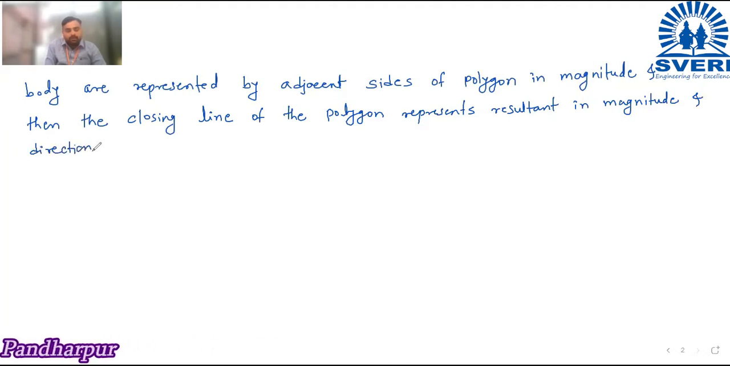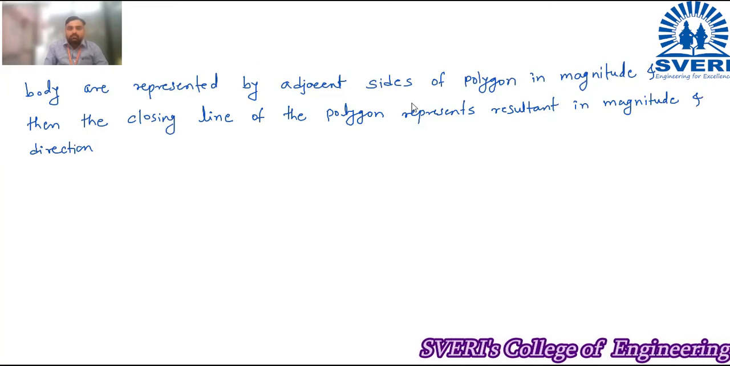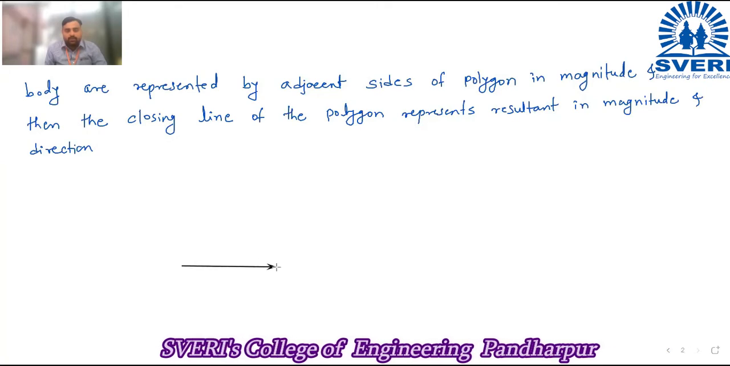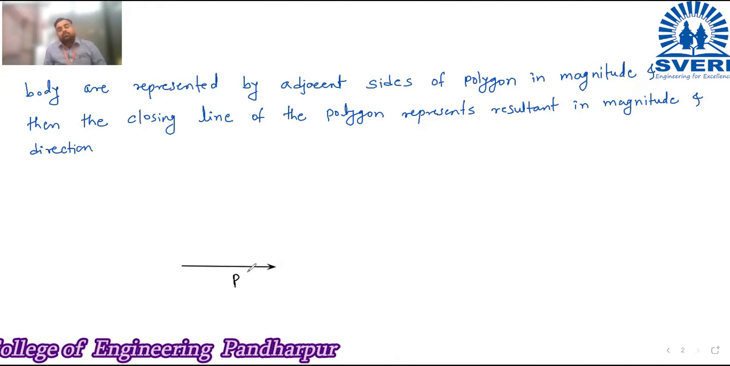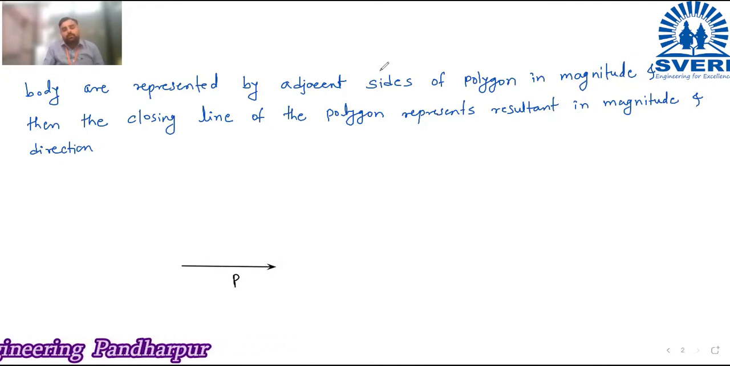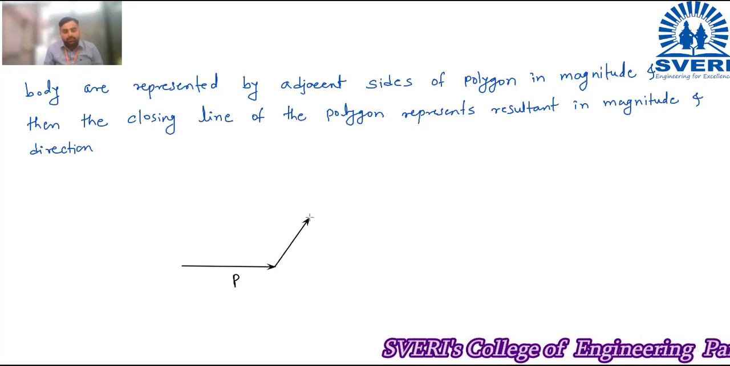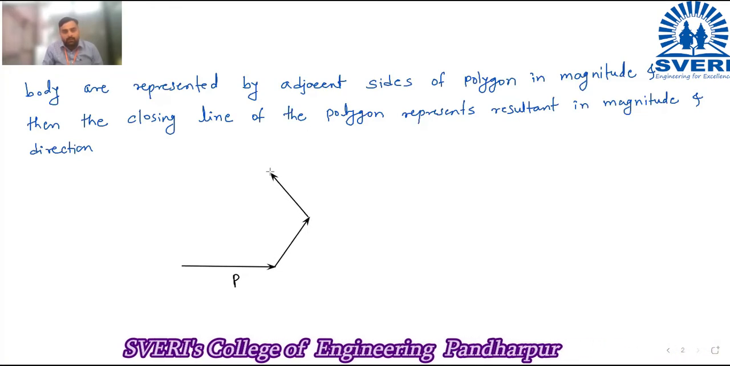So what does it mean? That I will tell you. Now if we draw one polygon, suppose in the polygon this is force P, which is shown by one of the sides of the polygon. The next force is Q. After P it is Q, then R.